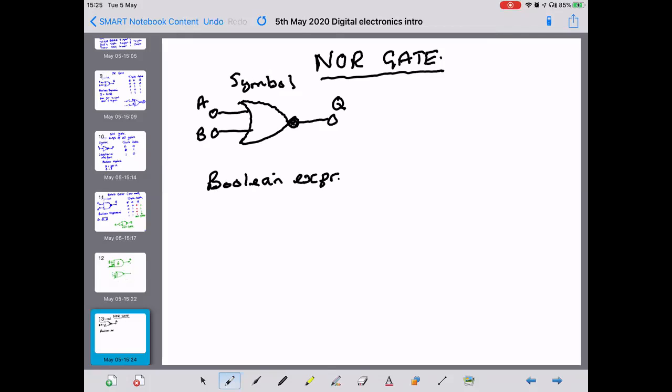A Boolean expression is Q is equal to A or B with the output inverted.